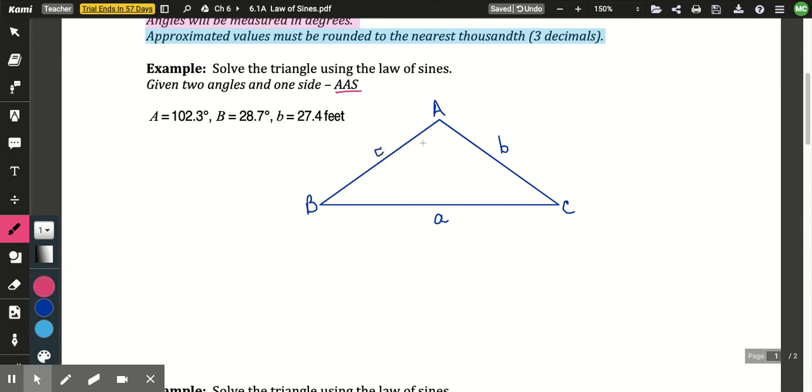Now I'll go through and put in some numbers for the ones that I know. So this angle over here is 102.3 degrees. And angle B over here is 28.7 degrees. And side b over here is 27.4 feet.